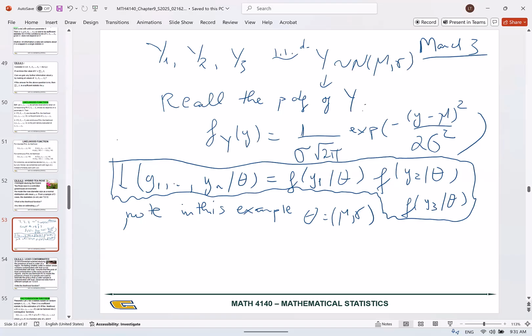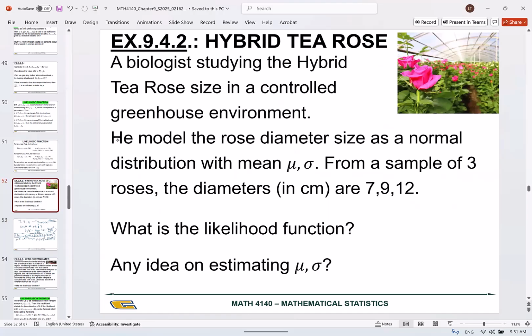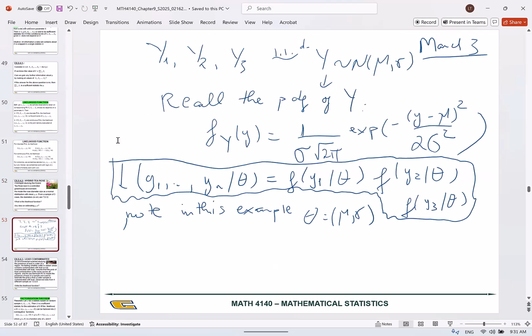And remember your y1 here is 7, y2 here is 9 and y3 is 12. These are the observations you got. So now you just plug in.